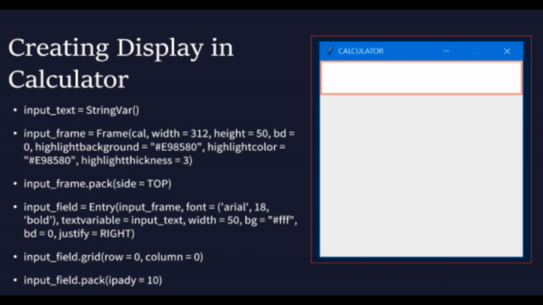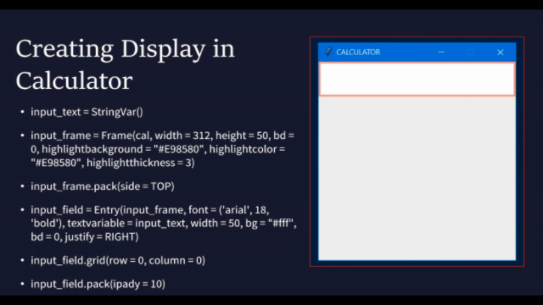Here I assign a term input_frame to design the display space. Inside the input frame, I just declare its width, height, border, highlight background, highlight color, and the highlight thickness. And I use a frame widget to create a frame for the input field. Inside the input field, I just declare its font size, font style, text variable, width, background, border, and the alignment as right. ipady is the internal padding that increases the height of the input field. So inside the input_field.pack, I just declared the ipady equal to 10.